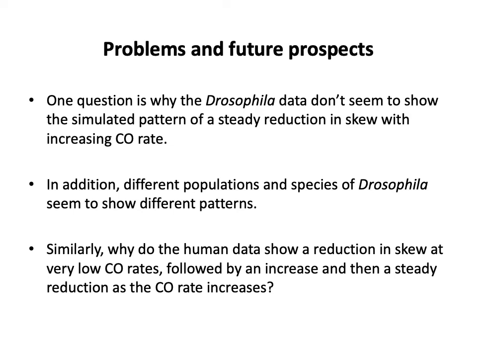There are, of course, some problems. One question is why the Drosophila data don't seem to show the simulated pattern of a steady reduction in skew with increasing crossing over rate. In addition, we see different patterns in different populations and different species of Drosophila. And also the human data don't show a monotonic relationship with skew. We see a reduction in skew at very low crossover rates, followed by an increase, and then a steady reduction as the crossover rate increases again.